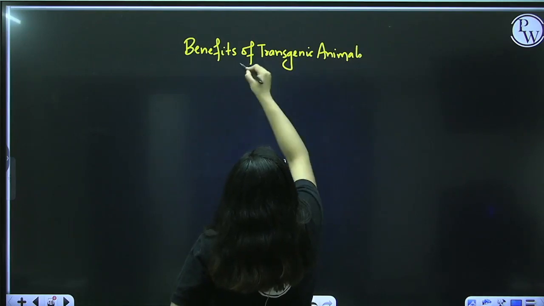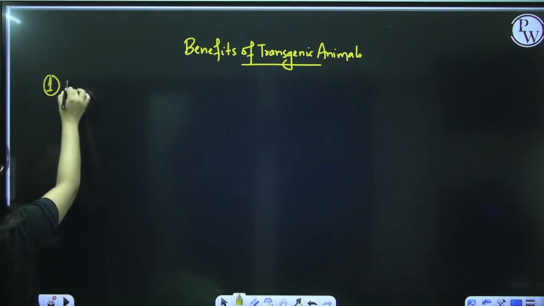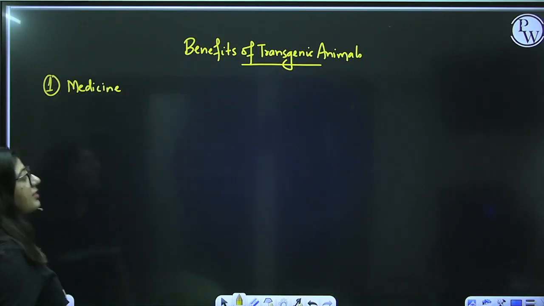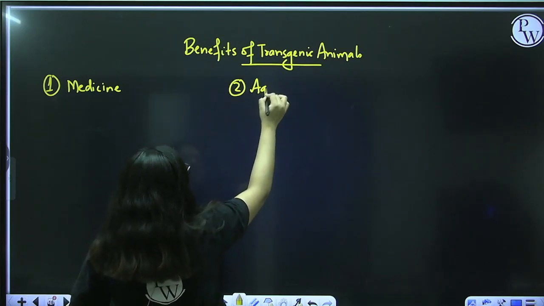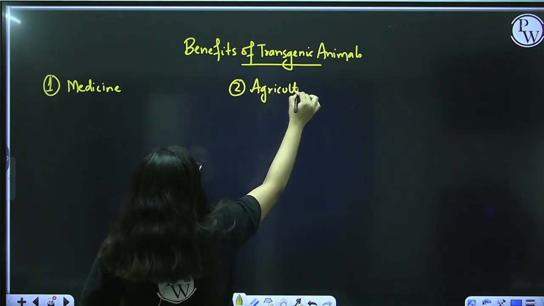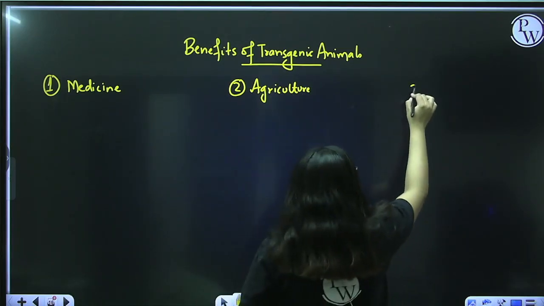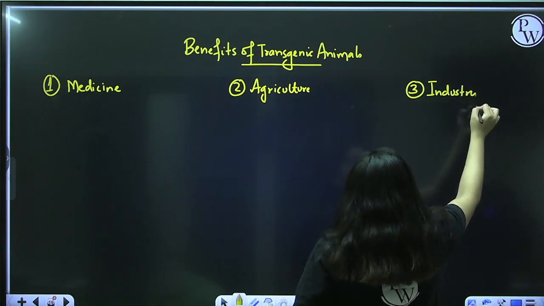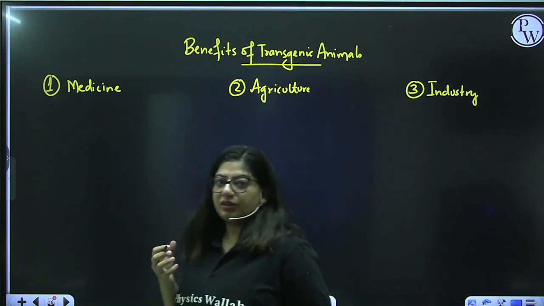The first benefit of a transgenic animal is in the field of medicine. Second benefit is in the field of agriculture. And third benefit is in the field of industries. Let's talk about them one by one. First, we'll talk about medicine. Now, what's the use of it in medicine?